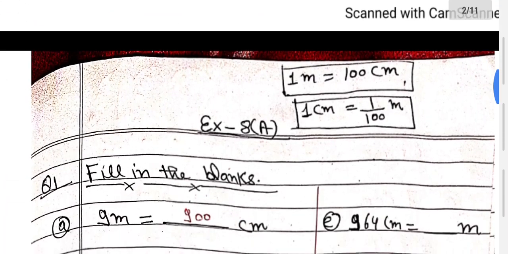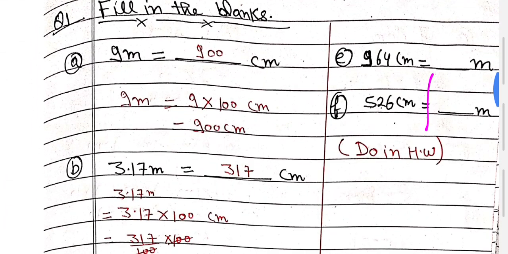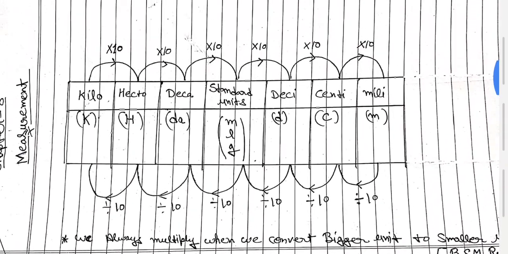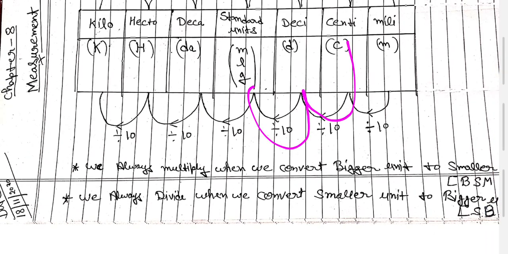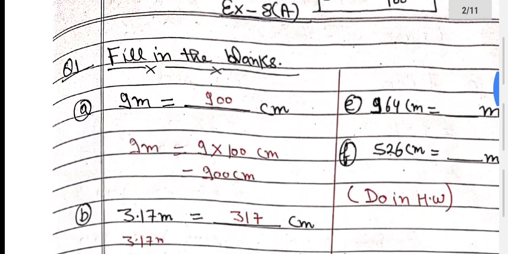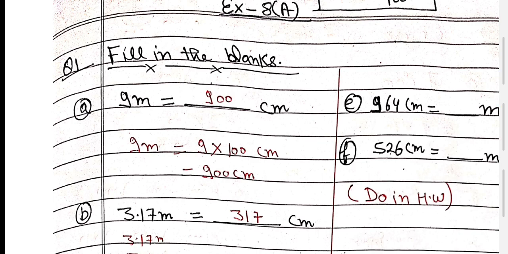Okay. Now the first question is 9 meter. All of you know that 1 meter is equal to 100 centimeter, and 1 centimeter is equal to 1 upon 100 meter. From the table, when you convert meter into centimeter, you multiply by 10 two times, which means 100. Or when you convert centimeter into meter, you divide by 100 because you move two times from this side. Now 9 meter, when you convert into centimeter, multiply by 100, it becomes 900 centimeter.